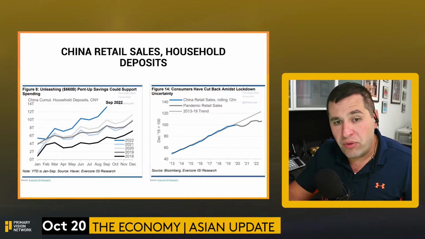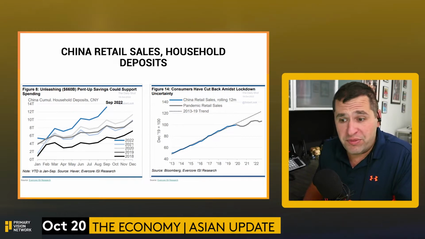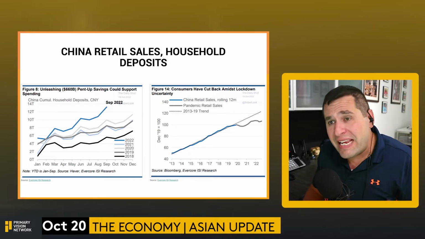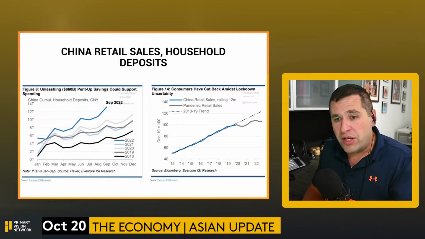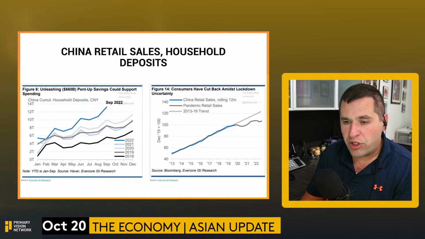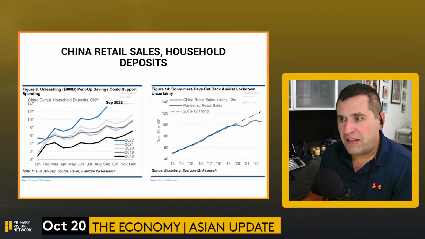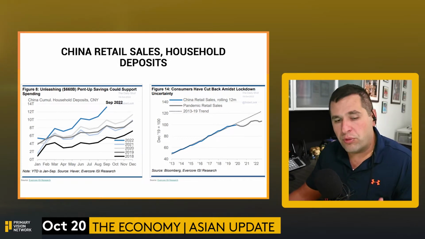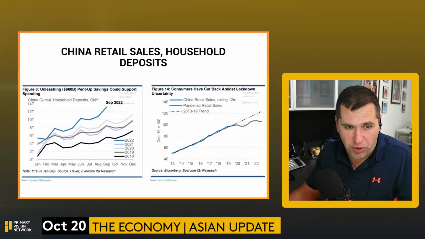And when you look at the liabilities, what is the safety of the bank? Is the bank going to have a currency problem? Consumers have cut back on lockdown uncertainty. When you look at retail sales, it's just gone flat. And what we expect is another roll down of pressure.